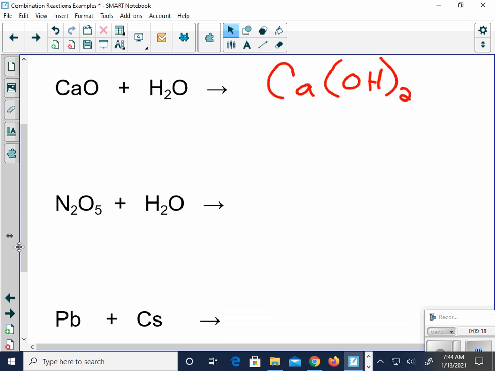Here's another one that is dealing with water. N2O5 plus water. So I look, is this an S2 or an S3? Well, S2 tells me that I have a non-metal oxide and water giving me an oxyacid. So this is a non-metal oxide right there. So as I am looking at this, I know that this is a synthesis number 2, a non-metal oxide and water, and it gives me an oxyacid.